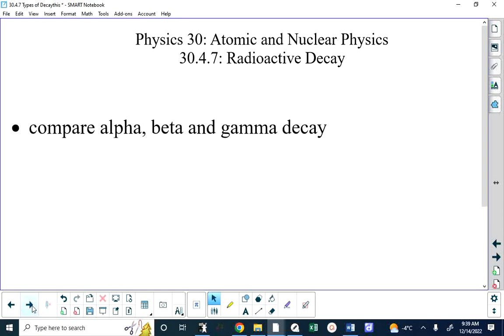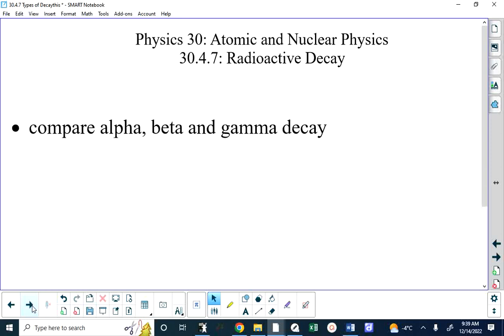There are many types of decay. Three of them are alpha, beta, and gamma, the first three letters of the Greek alphabet. This lesson is going to extend between today and tomorrow. And I never really cut it in half at the same point every semester. It depends on how things go.